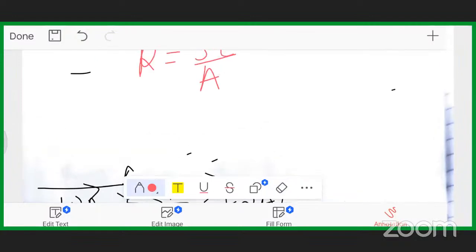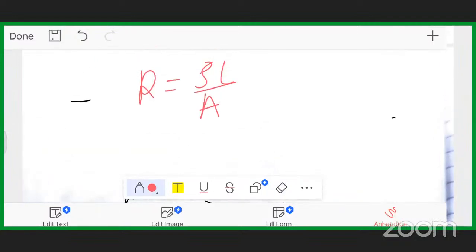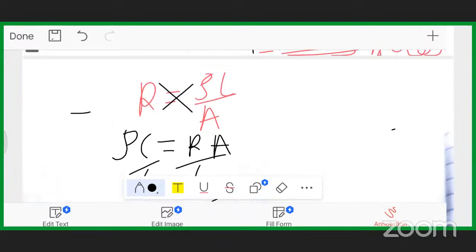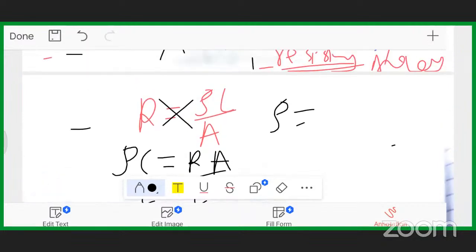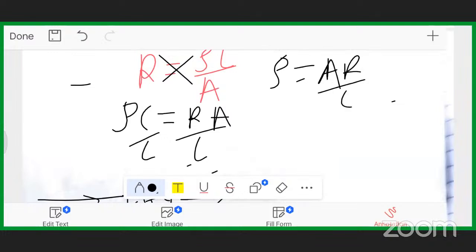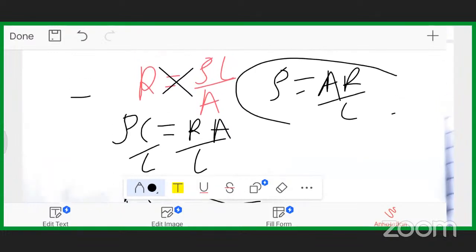So resistivity from here, you can cross multiply. You'll have resistivity times L is equal to RA. Then to get resistivity alone, divide here by L, also here by L, so that you'll have resistivity is equal to AR, if you use the alphabetical order, divided by L, like that. So this is how you calculate the resistivity of a particular conductor. You check the cross-sectional area times the resistance and then divide by L.